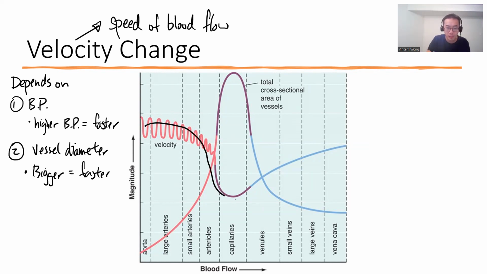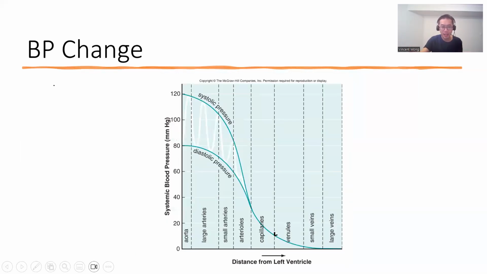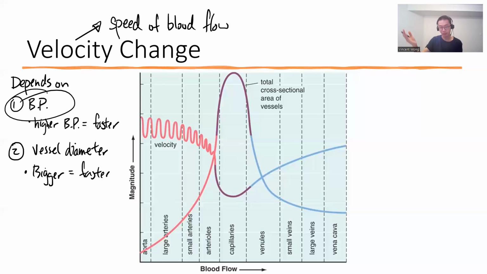So let's take a look here. This is the graph that we are looking at. The velocity is going to be going up and down a little bit at the beginning, which makes sense because velocity depends on blood pressure. And we know from the previous graph, blood pressure goes up and down at the beginning. So if blood pressure goes up and down, then velocity is going to go up and down as well. Okay. And then it's going to drop substantially at the capillaries.